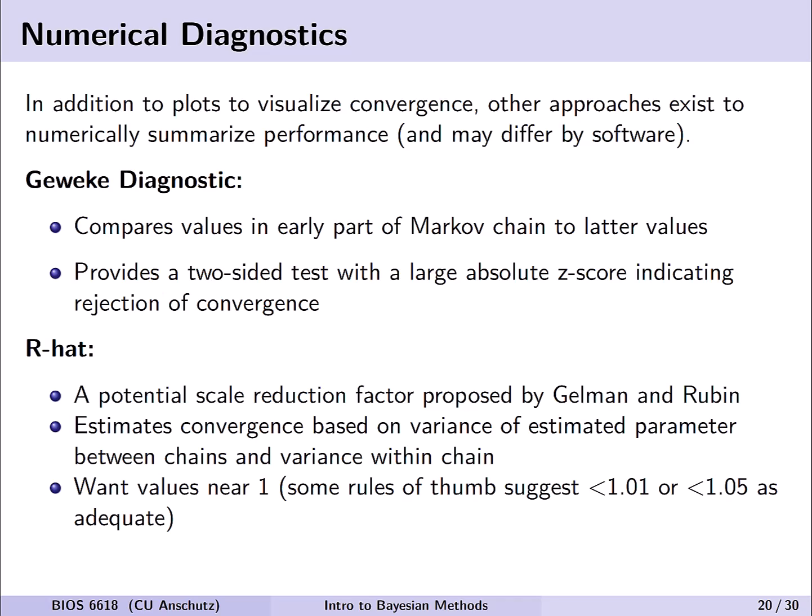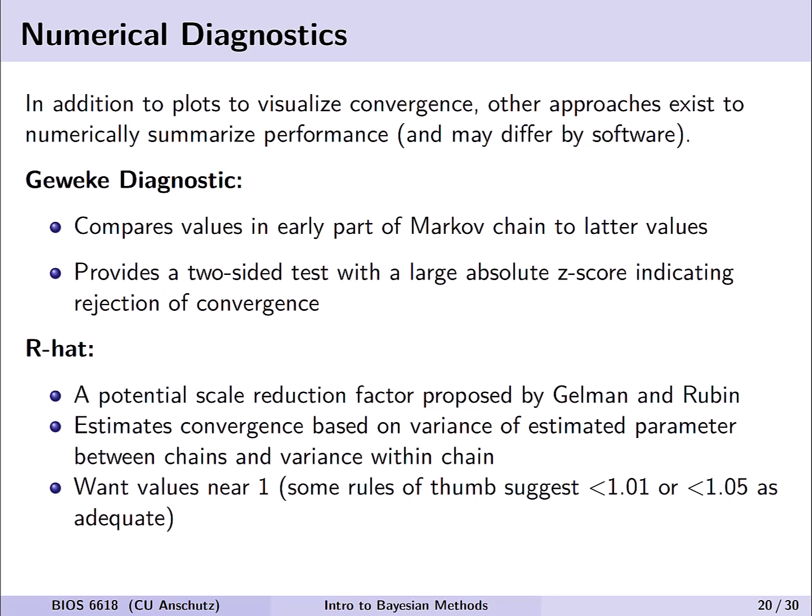Now, in addition to those plots to visualize convergence or other potential issues, there are other approaches to numerically summarize performance, and these can also differ by software as to what is outputted by default or can be calculated. Just two common ones that you might encounter. One is the Geweke diagnostic. It compares values in the early part of the Markov chain to latter values, and it will implement a two-sided test with a large absolute z-score indicating rejection of convergence, and essentially gives you a way of looking at a quantified z-score to identify if something seems amiss.